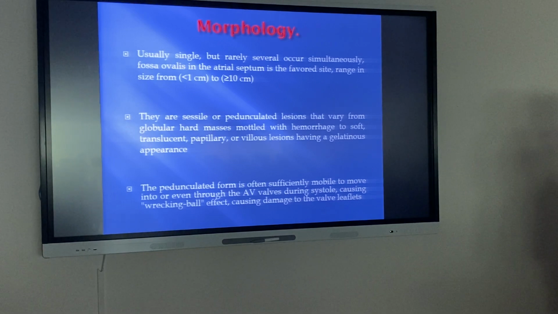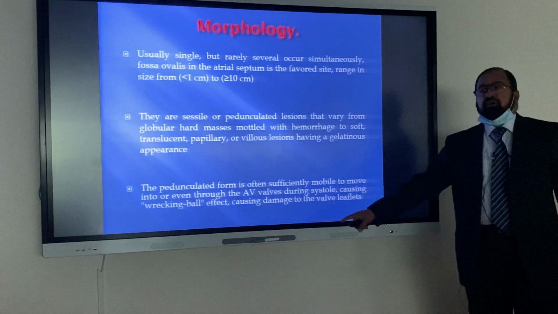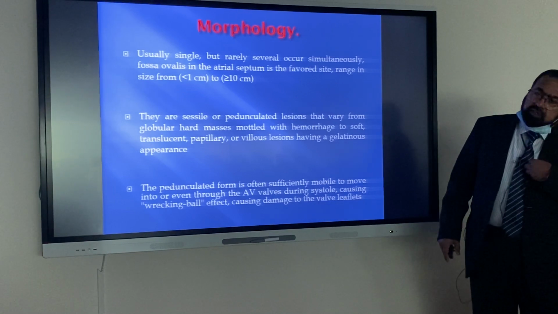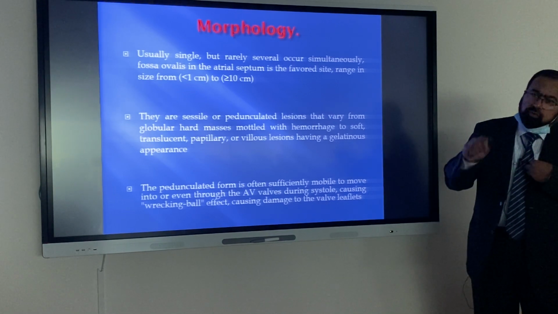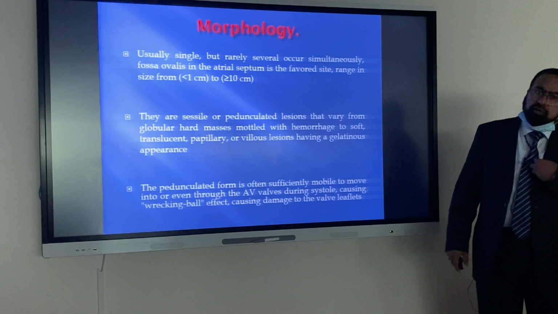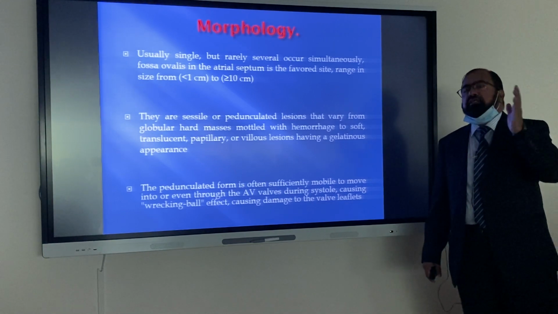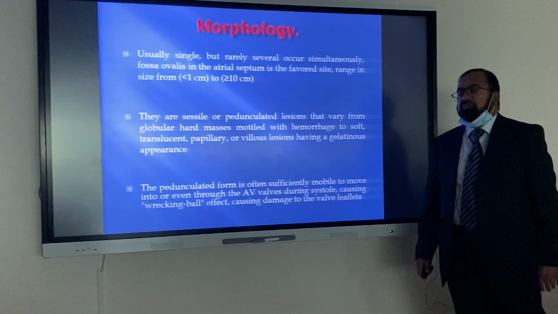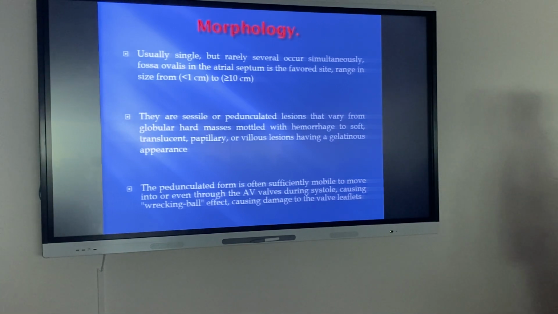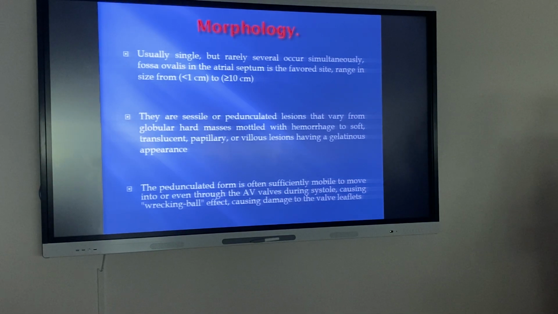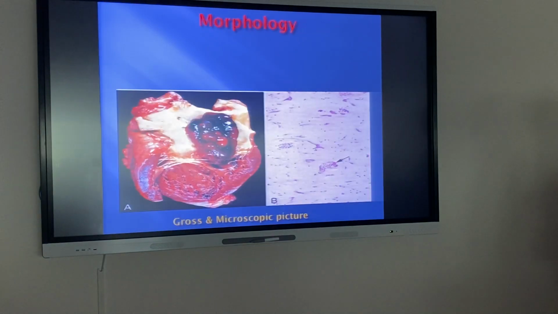During systole it causes a wrecking ball effect. If you listen with the stethoscope, you hear an extra sound from this effect, causing damage to the valve leaflet, because something which is continuously hitting the wall will cause some damage. So this is how it looks.